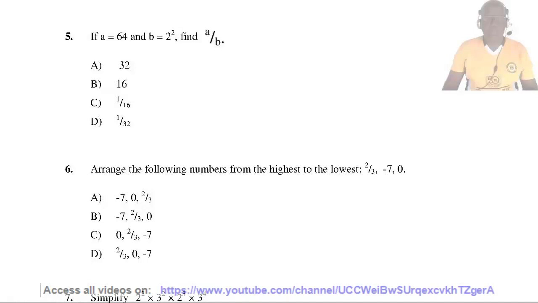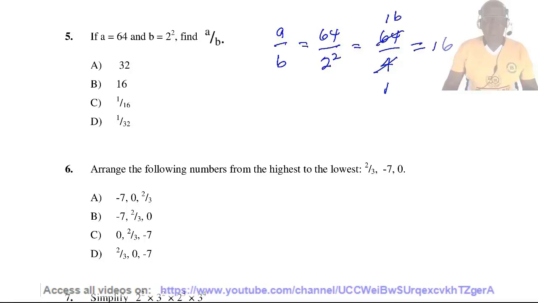Question 5. If A equals 64 and B equals 2 squared, find A divided by B. A divided by B, A equals 64, and B equals 2 squared, which is 4. 64 divided by 4 gives 16. So the answer is 16, which equals B.